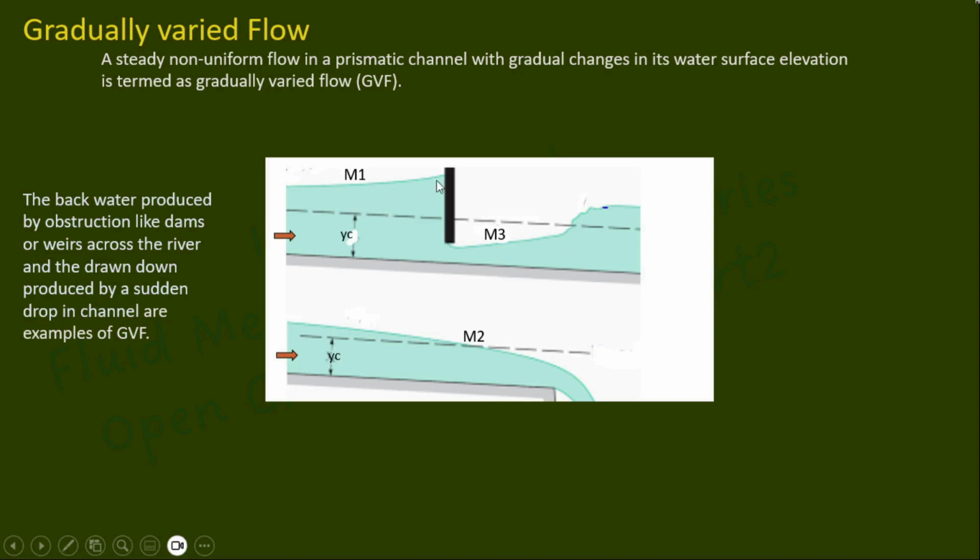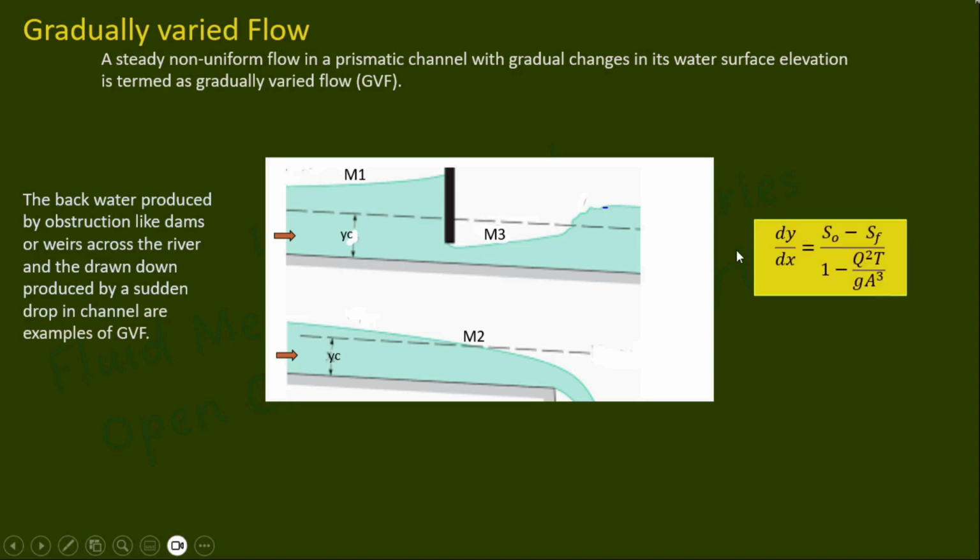So M1 profile mainly occurs due to the obstruction in the form of a weir or dam, whereas M3 profile occurs mainly due to the lifting of the gate in a reservoir, and M2 profile forms due to the sudden drop in the bed slope. Since flow characteristics vary gradually, gradually varied flow occurs for a long distance.